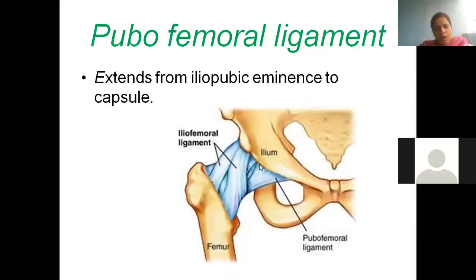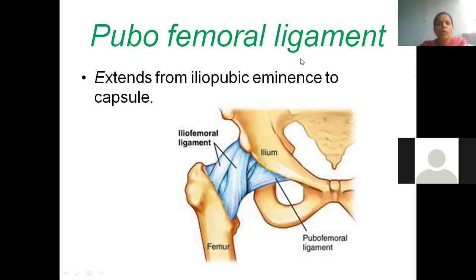Now, once you are done with this, now let us see the pubofemoral ligament. See, like we know hip bone has three components. So ilium is superior, and this is the pubis bone. Okay, this is superior ramus, this is body of pubis, this is inferior ramus. This is ischial tuberosity, and this is ramus of ischium. Together you call it as ischiopubic ramus, isn't it?